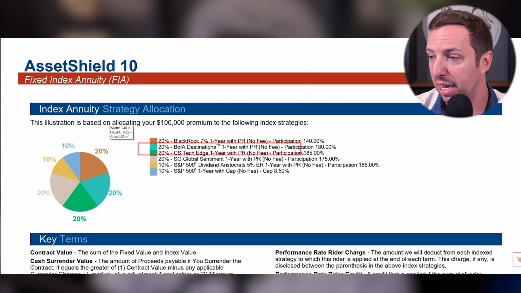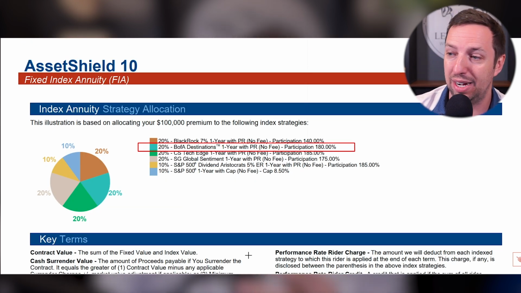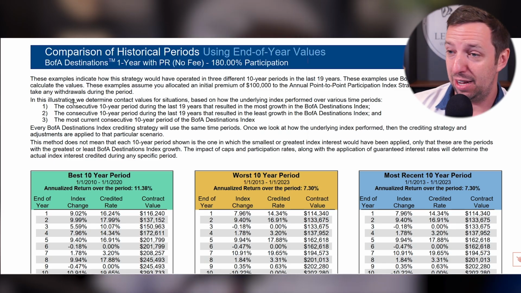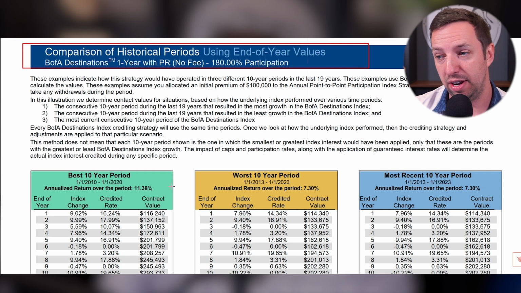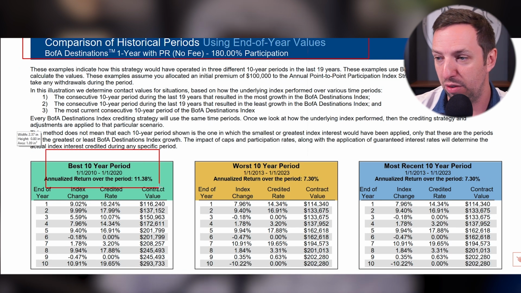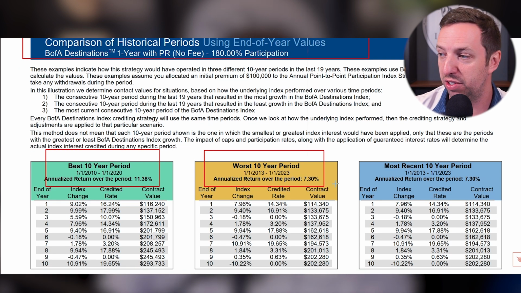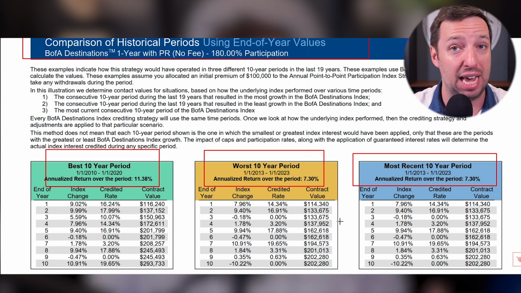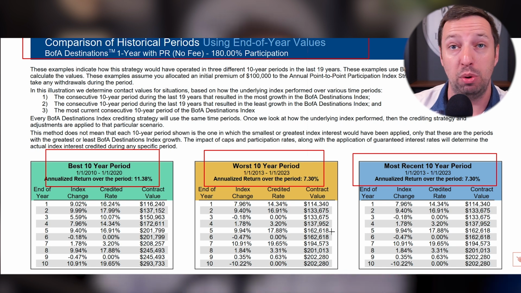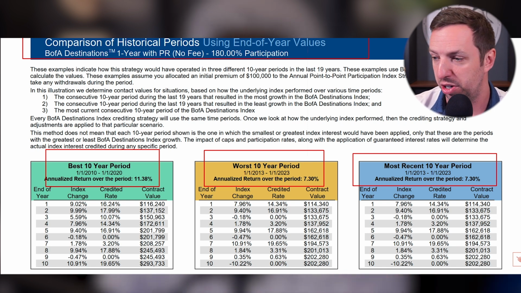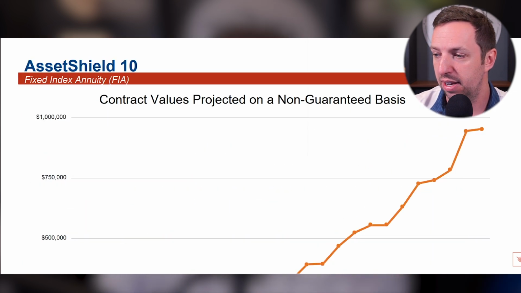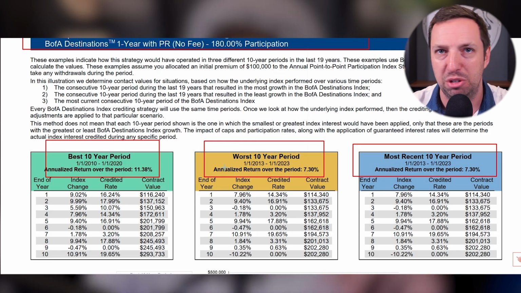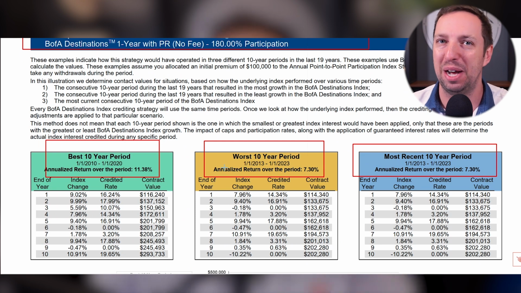So the next one is the Bank of America index. We have a 20% allocation here to the Bank of America index. That Bank of America index has a published historical rate here in the illustration: best 10-year of 11.3, worst 10-year of 7.3, most recent of 7.3. So this is probably bringing down the average a little bit. We averaged 9.69, if you remember from the illustration. There it is, 9.69. So the Bank of America is probably bringing it down a little bit, but everything that we just said about the BlackRock is going to apply to the Bank of America.